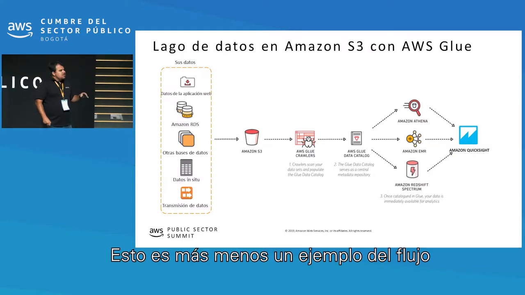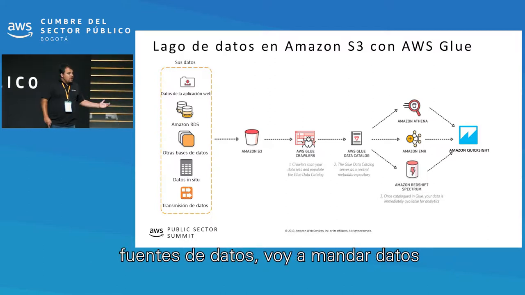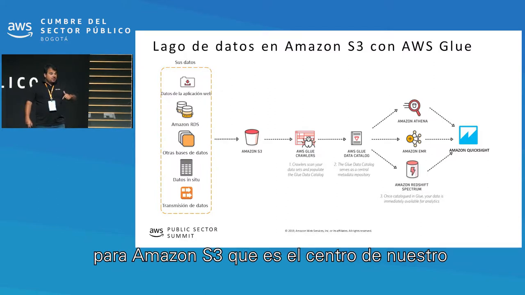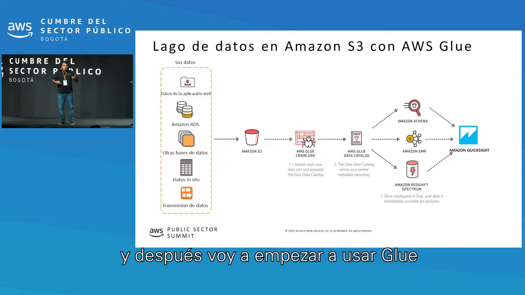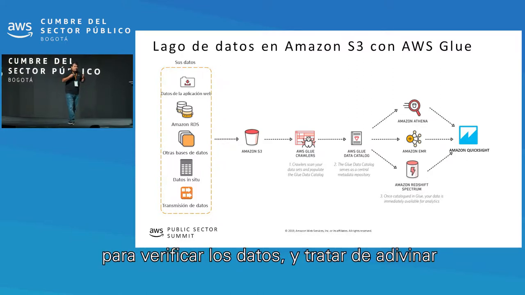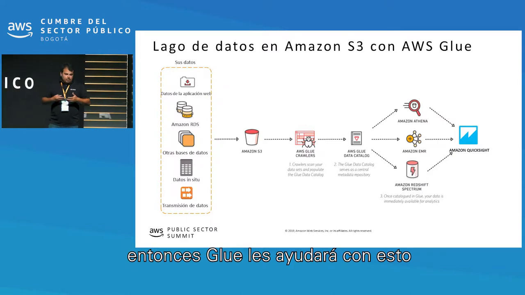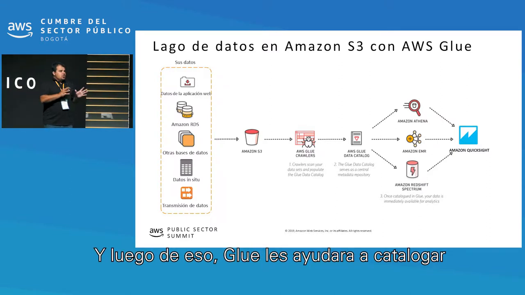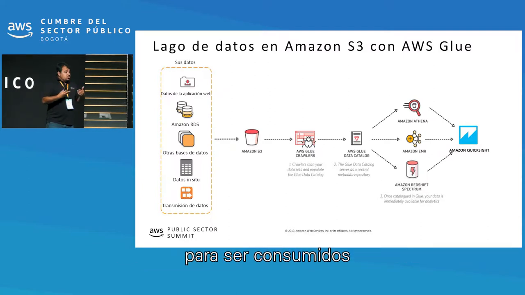So this is more or less an example of a flow. So on the left side, you can see many different data sources, right? So we are going to send data to Amazon S3, which is the core of our data lake. And then we will start using Glue in order to verify the data and try to guess or extract metadata from data, right? So Glue is going to help us with that. And then after that, Glue is going to catalog the data. And then the data is ready to be consumed.